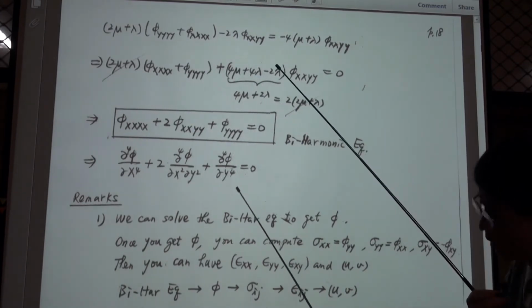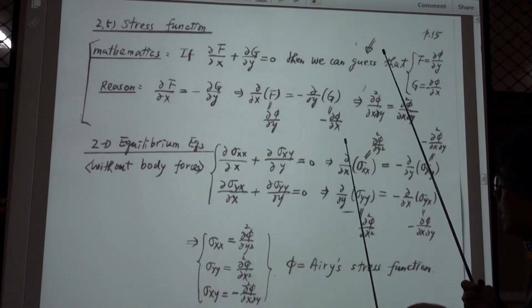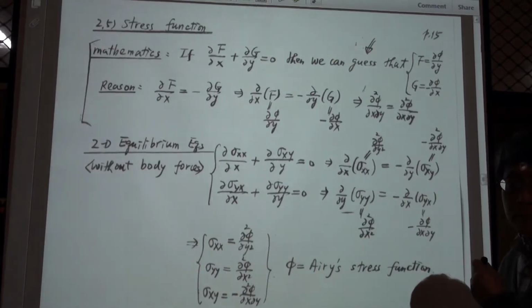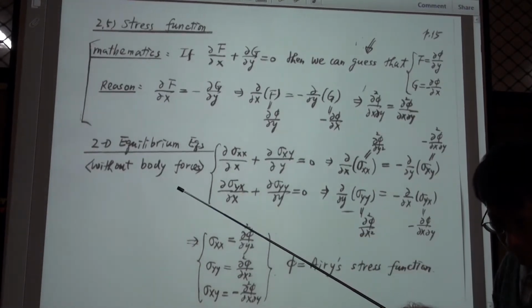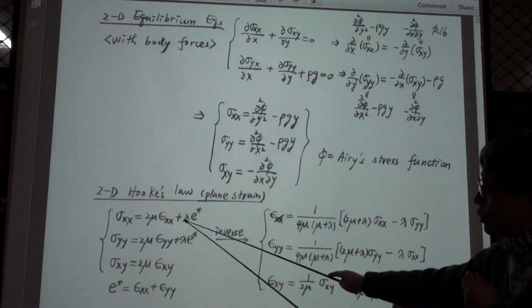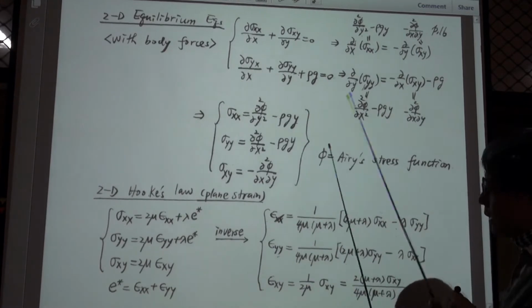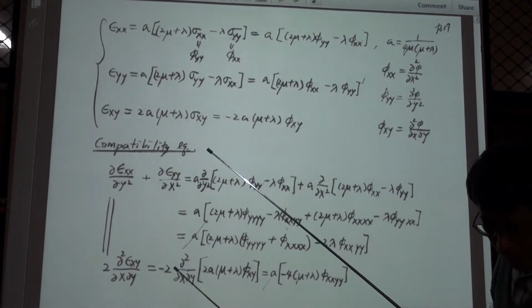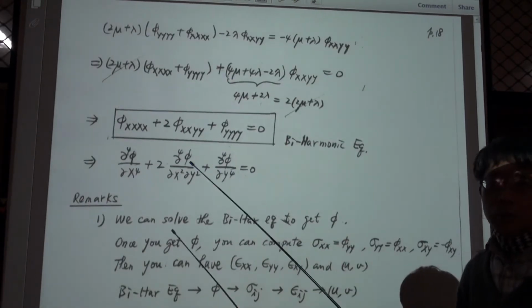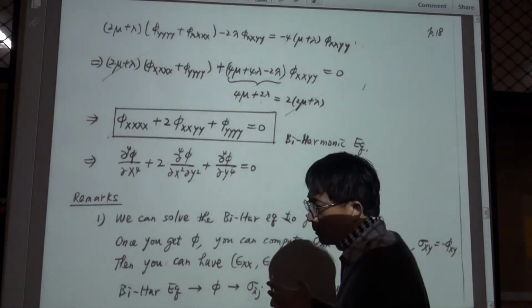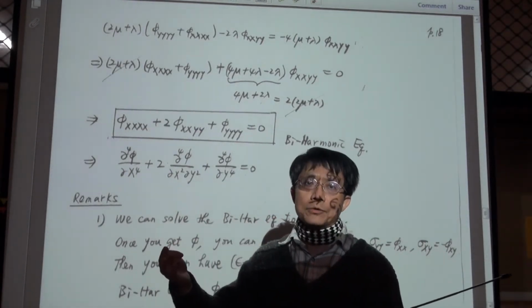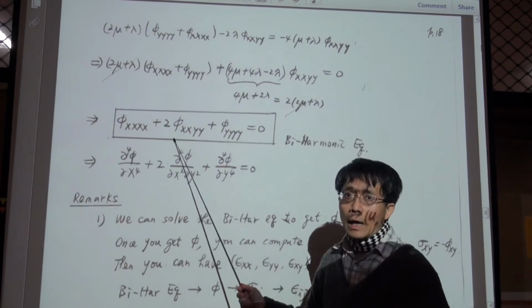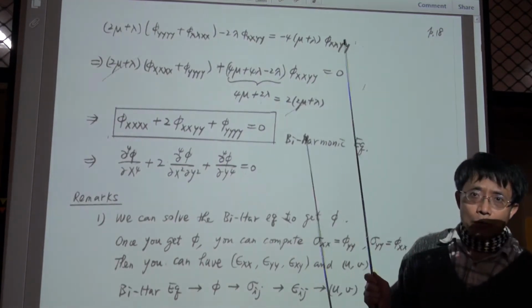We repeat the whole thing all together. From the equilibrium equation, we get this one, right? From the Hooke's law, we get this one. From the compatibility equation, we get this one. And finally, we end up with this one. So this one contains all the information: equilibrium, stress-strain relation, and also the compatibility relation.